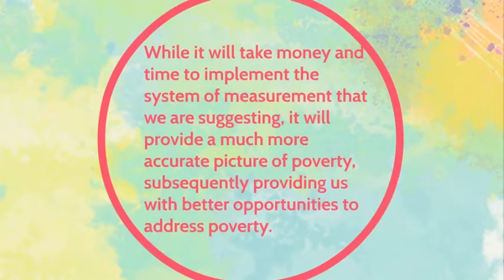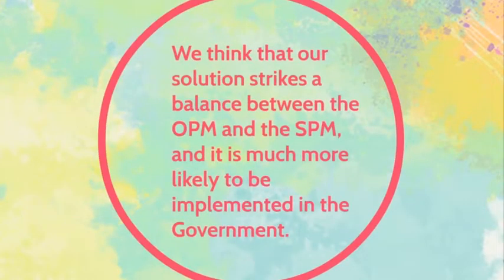While we think that it will take time and money to implement the system of measurement that we are suggesting, it will provide a more accurate picture of poverty and subsequently provide us with better opportunities to address poverty. We think that our approach strikes a balance between the SPM and the OPM, and it is more likely that this system could actually be implemented in the government and change the lives of those living in poverty.